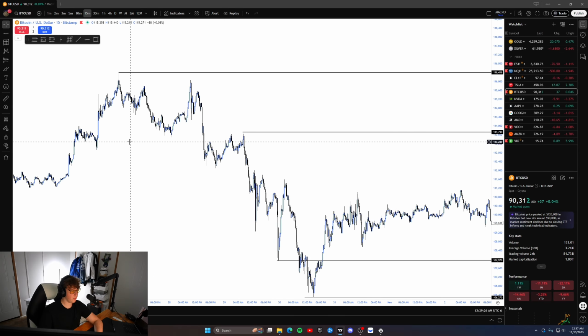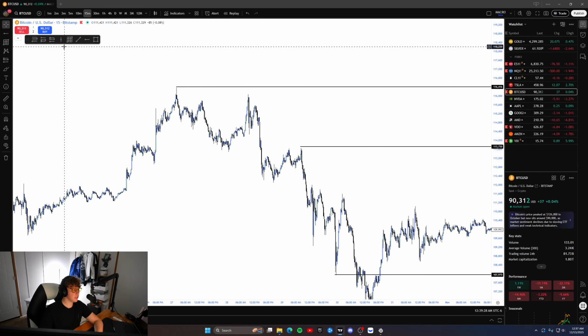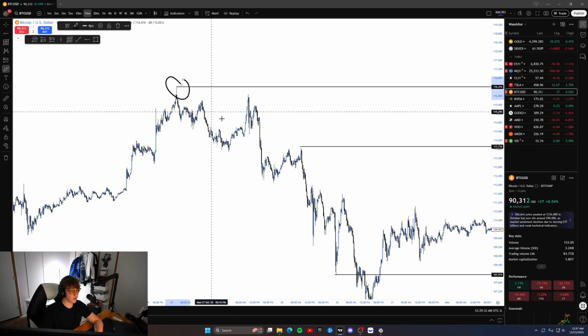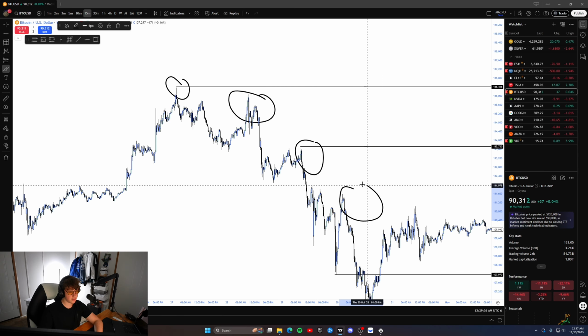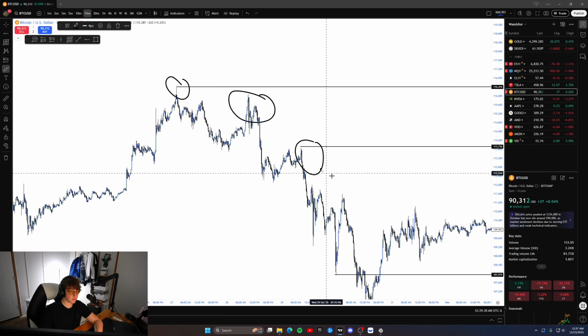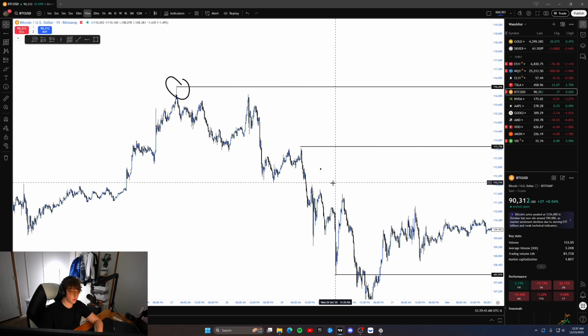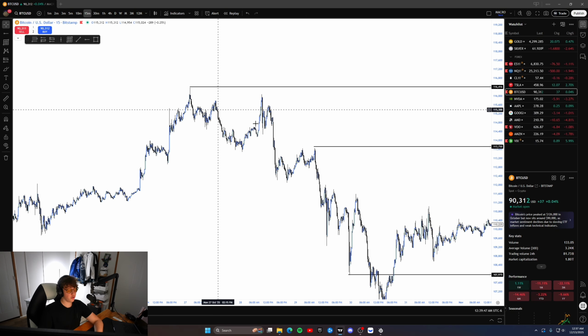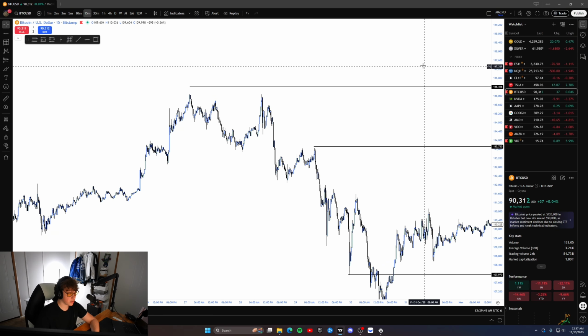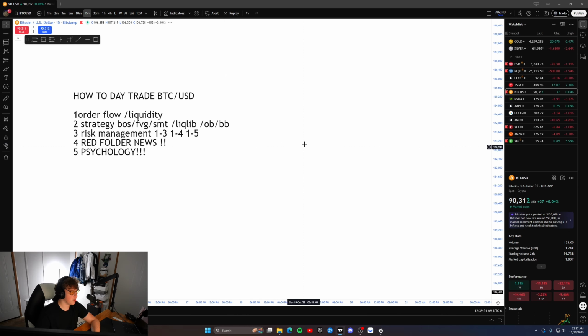Time to identify liquidity. The market needs to fill orders so it can move. So we've filled sell orders here, sell orders here, sell orders here, and sell orders here. 4 things of sell orders. All right. So market moved, market sold orders. All right. So we identified number 1.